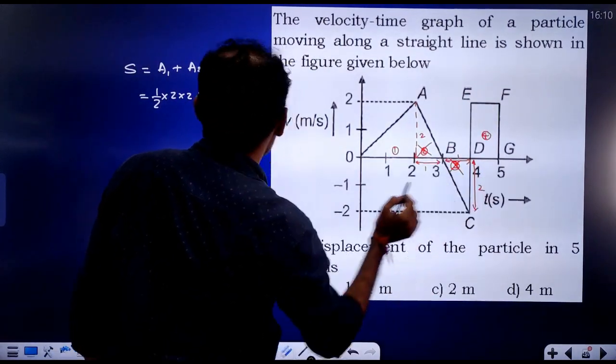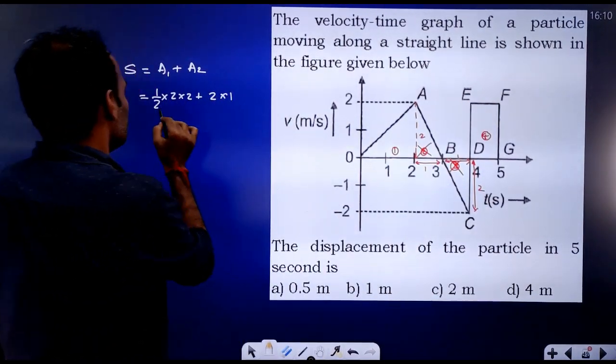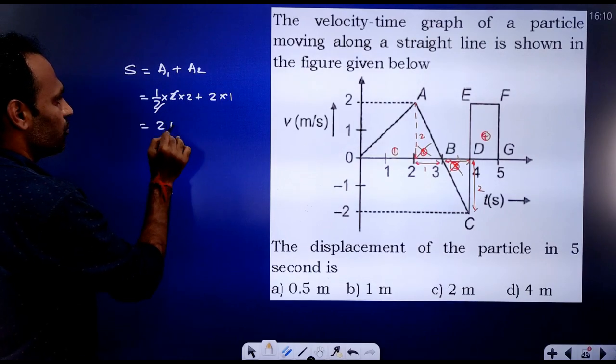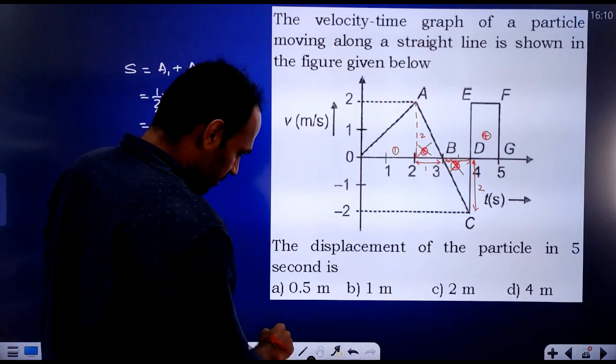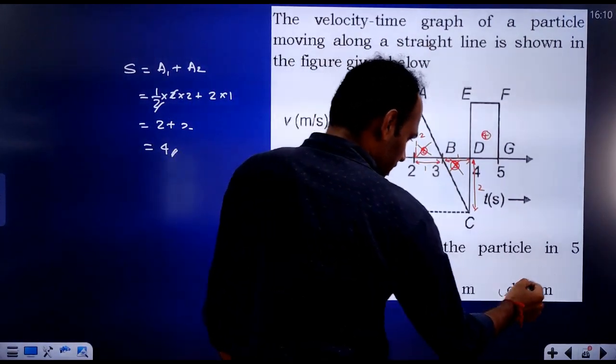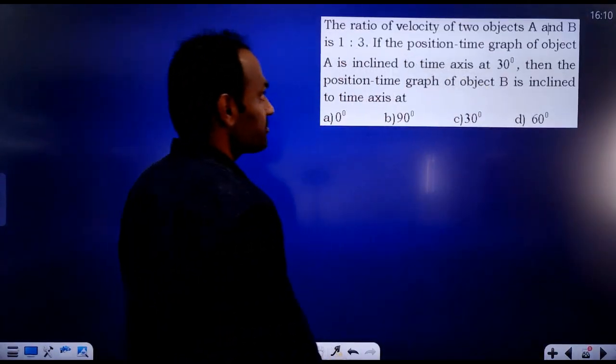So half into 2 into 2, plus area of rectangle, length into breadth. So 2 into 1, right? It is 2 into 1. So half and 2 will get cancelled. This is 2 plus 2 into 1, which will be 2 plus 2. So this is 4. So displacement will be 4 meter. Which option is correct then? Option D is correct. Let us go to the next question.